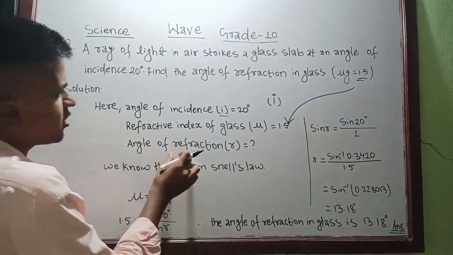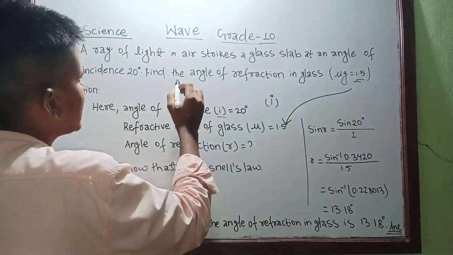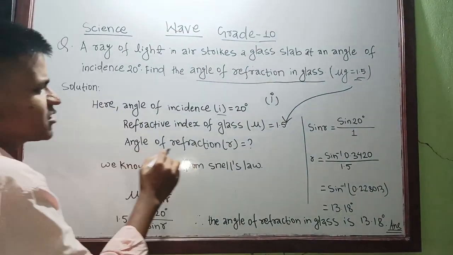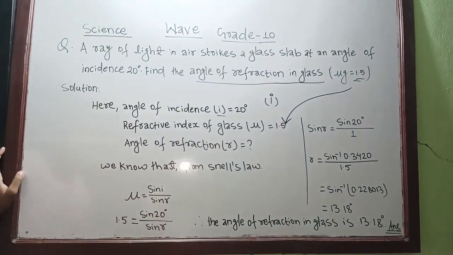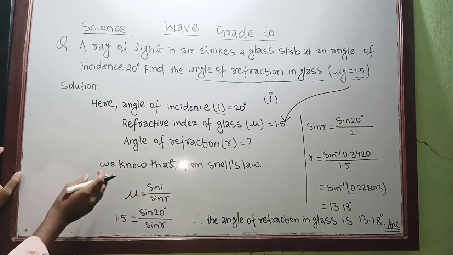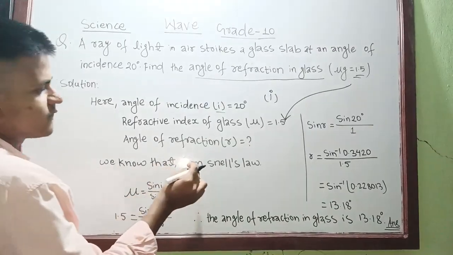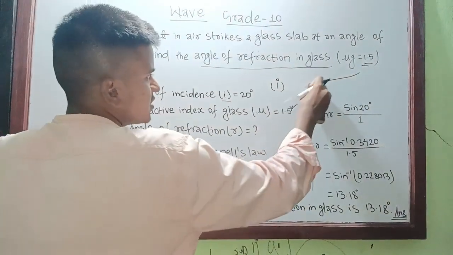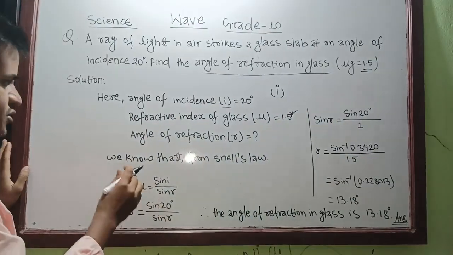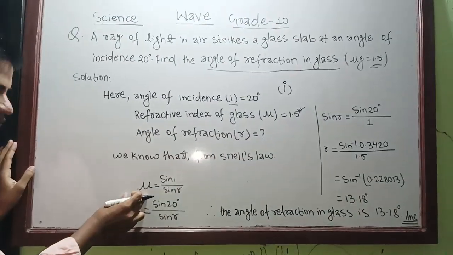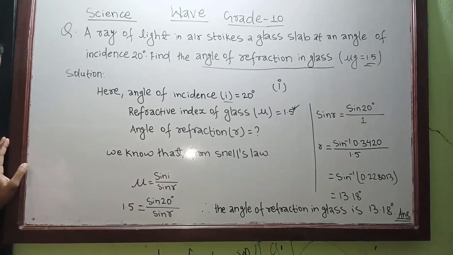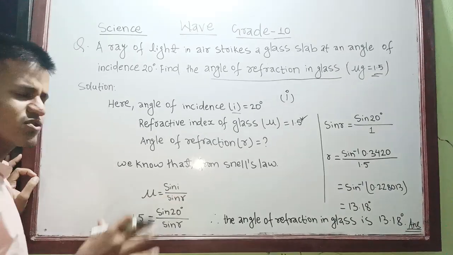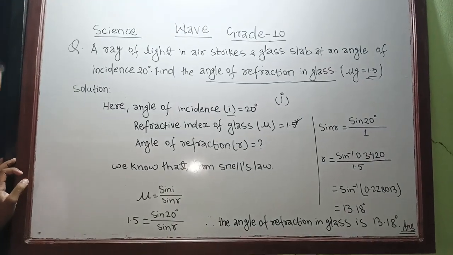Now see here, angle of refraction r. As the question is saying, find the angle of refraction in glass. So now the angle of refraction r equals what? We know that from Snell's law, the formula is mu equals sine i by sine r. Now this is the formula. There is nothing special. You have to memorize it, and if you understood, then no need to memorize.